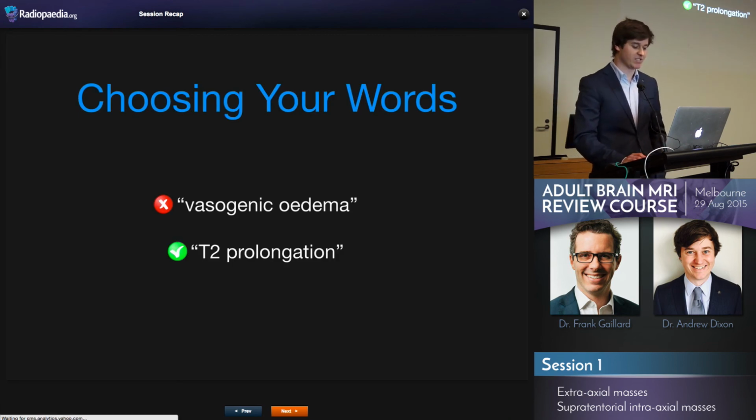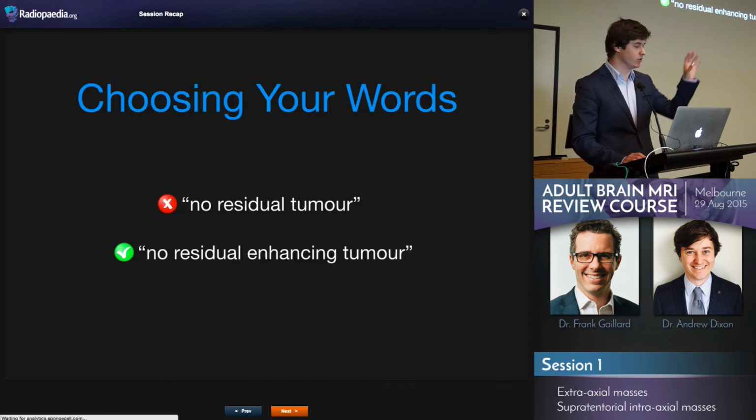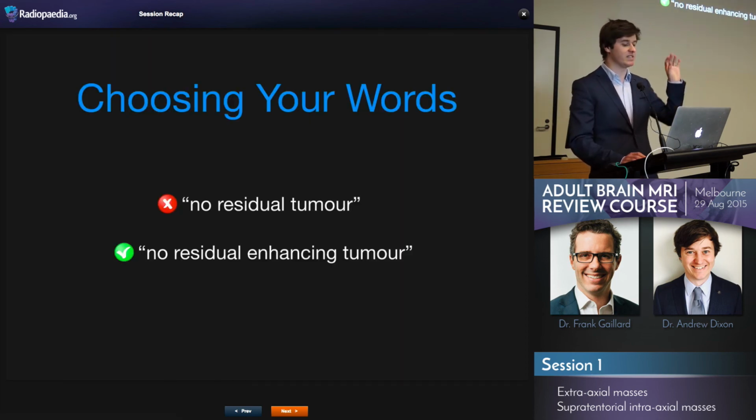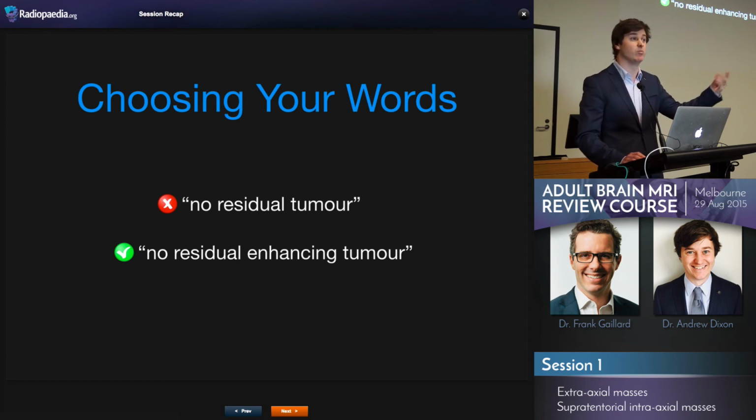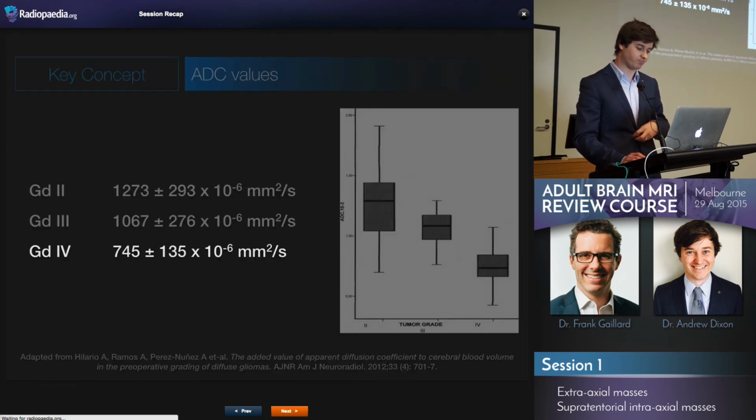I've already emphasised that, choosing your words carefully. The other way in which you should be careful with your words is when you're reporting a post-operative study and you might say there's no residual tumour because you're not seeing any more enhancement. It's really important, obviously, to say no residual enhancing tumour because we know the T2 hyperintense areas are tumour. Okay, so just be careful with your word choice when dealing with gliomas.